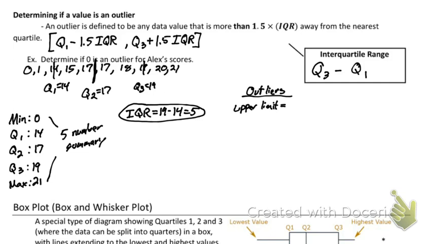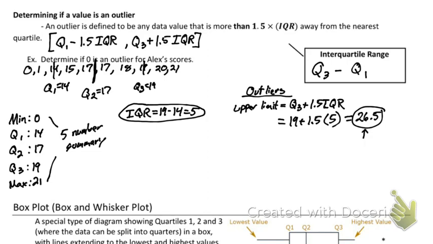Your upper limit is going to be Q3 plus 1.5 times your IQR. Well, we know what quartile 3 is. It's 19. Plus 1.5, my interquartile range is 5. So we're going to have that 19 plus 1.5 times 5, which is going to equal 26.5. Do we have any scores that are bigger than 26.5? So do we have any outliers that are too big? No. So there's no outliers to that side.